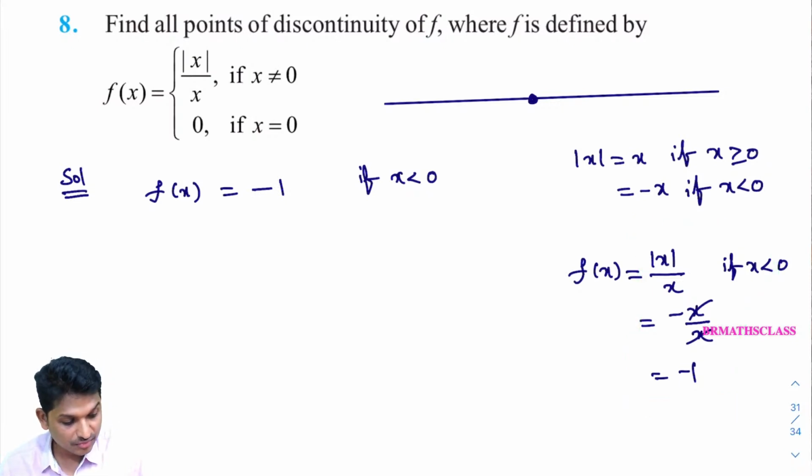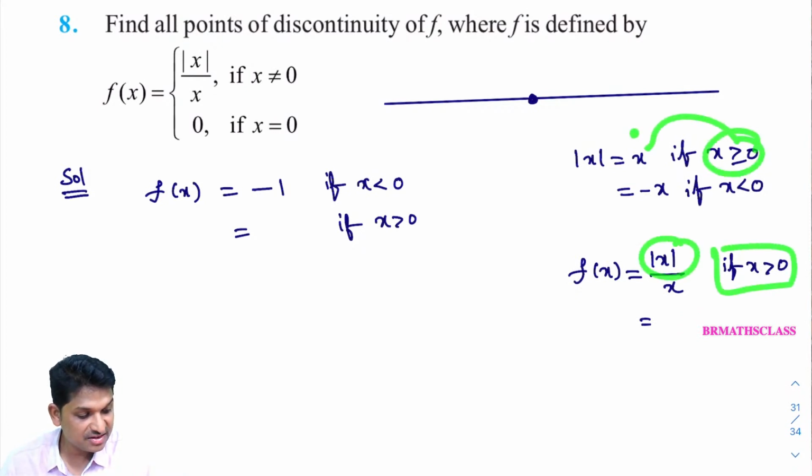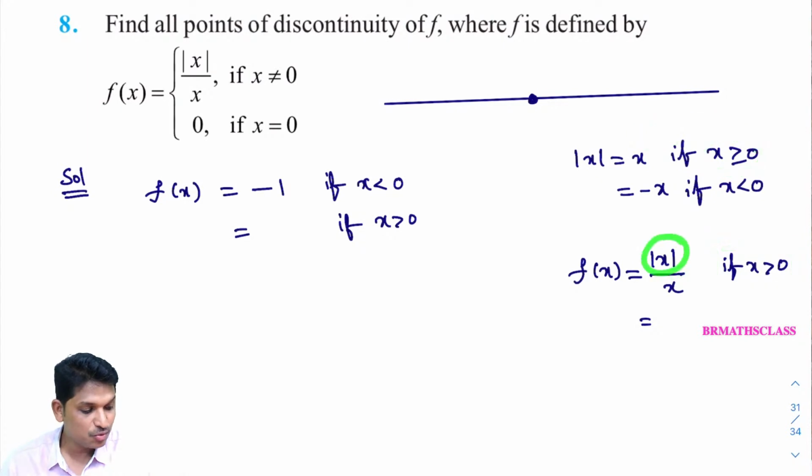Now, if x is greater than 0, then what happens? If x is greater than 0, what is modulus of x? Modulus of x is x. So in place of modulus of x, you write x divided by x. Both will get cancelled. x divided by x is 1, right?